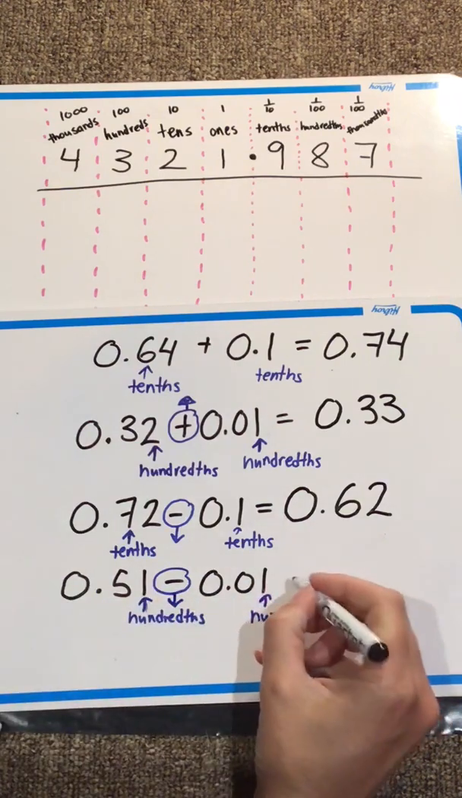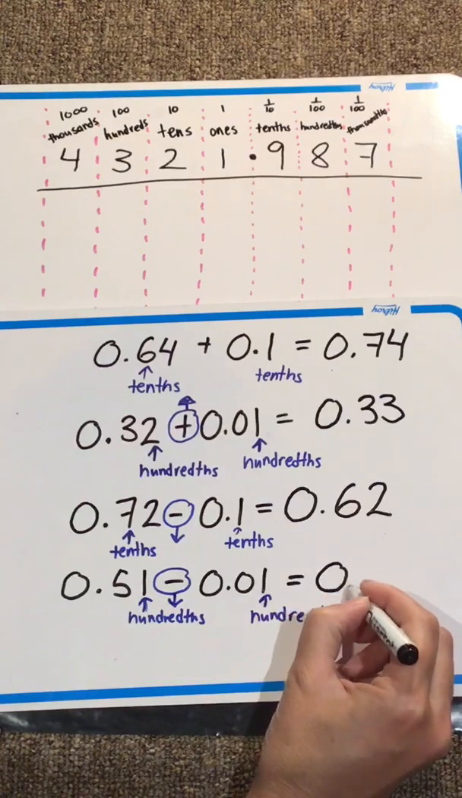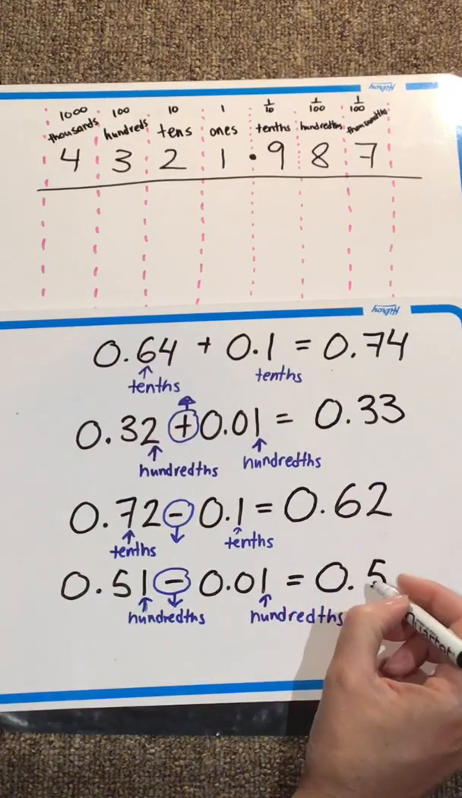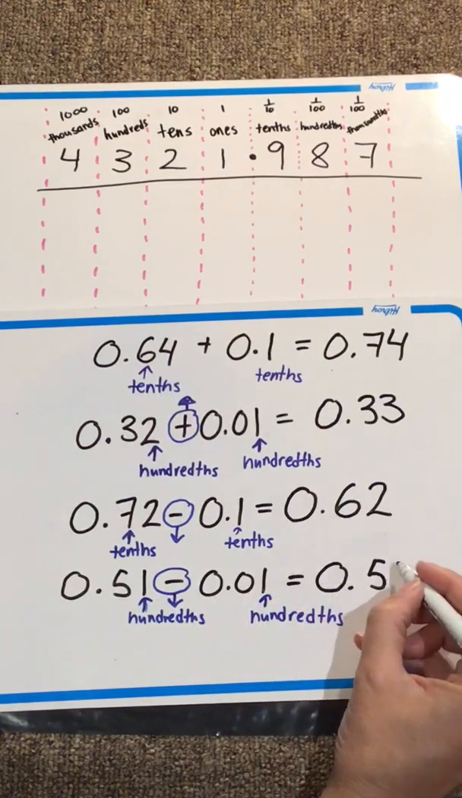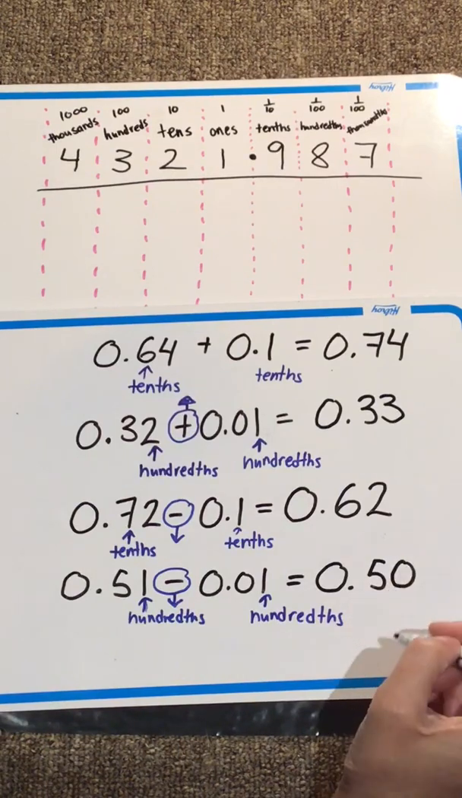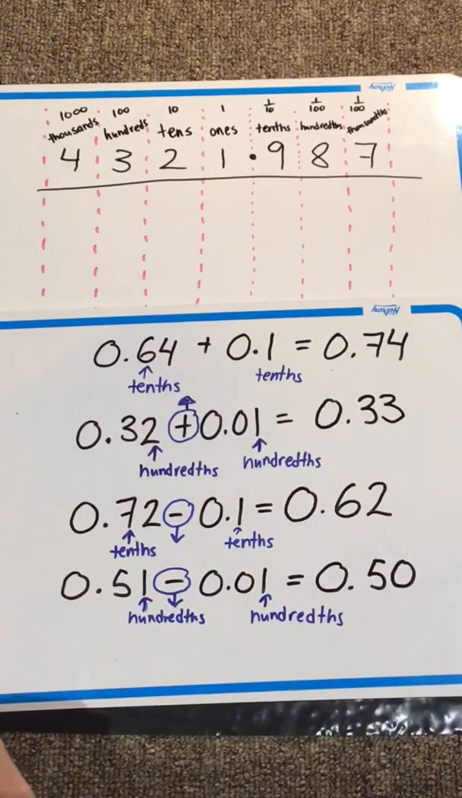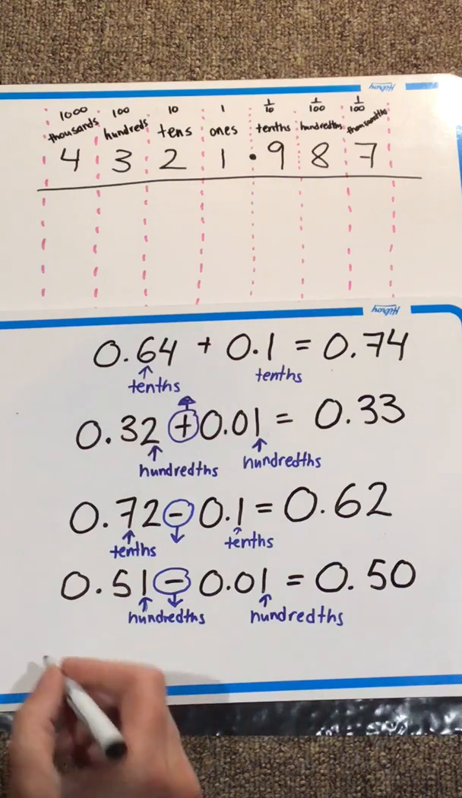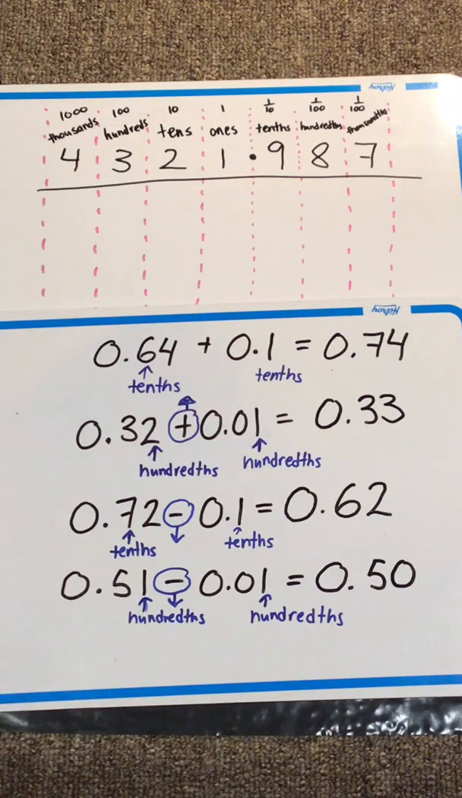Okay, so here's my answer. The ones column doesn't change. The tenths column doesn't change. This time the only thing is the hundredths column goes down by 1. 1 minus 1 is 0. All right. I think we're going to have to erase that.